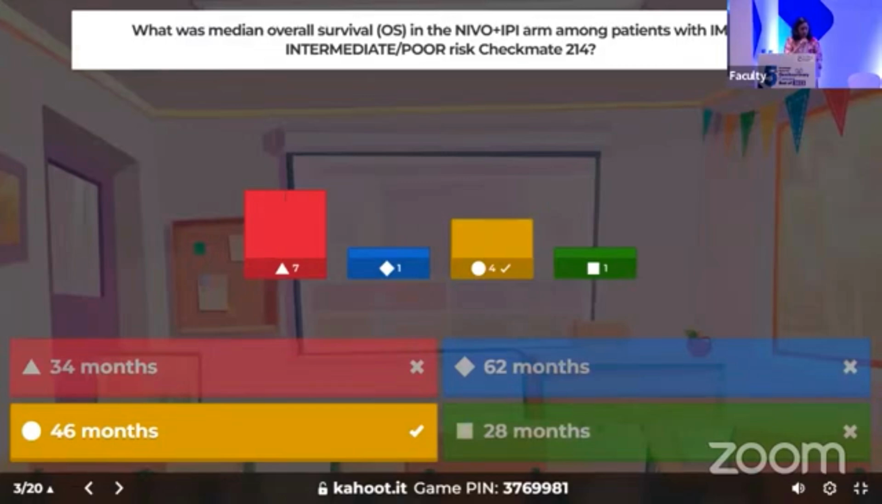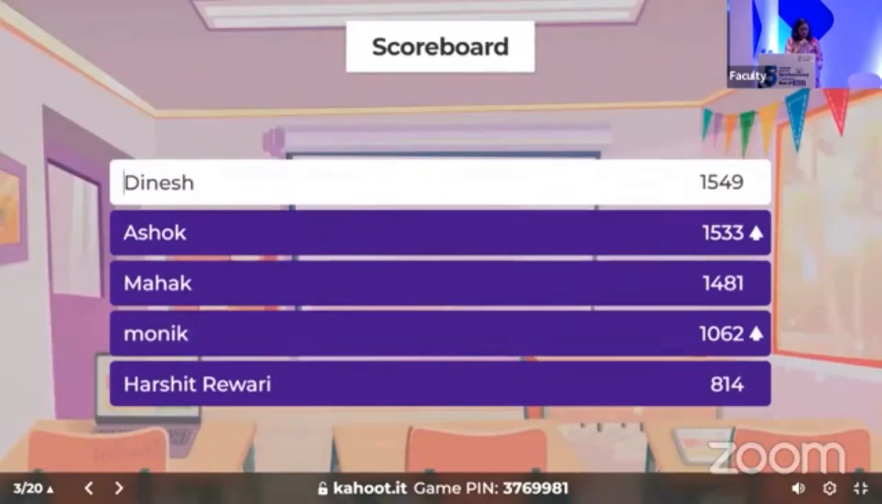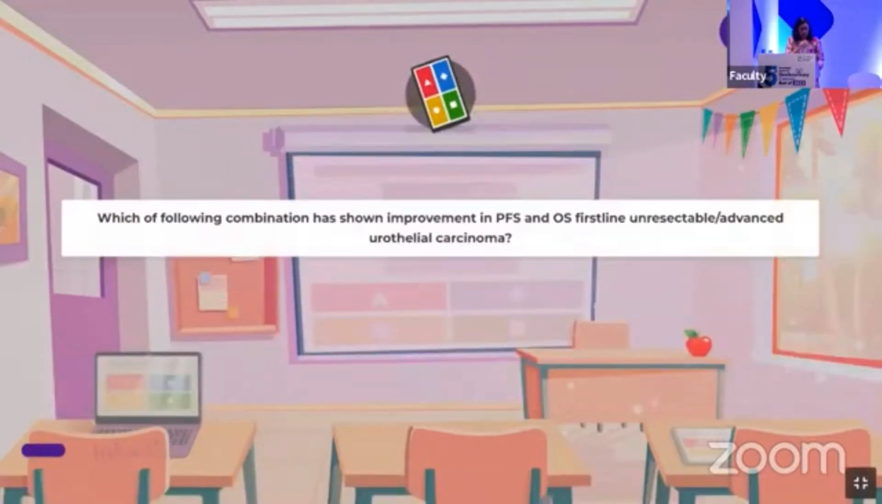So the right answer is 46 months, and 4 of the participants have got it right. So let's look at the scores now. So Dinesh maintains the lead, and Ashok, Mehak, Monique, and Harshit are not far behind. So with this, we go to question number 4.